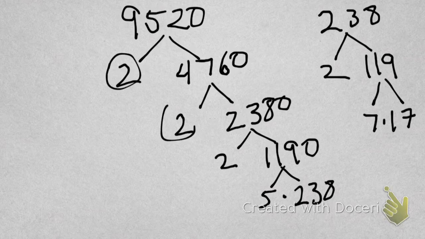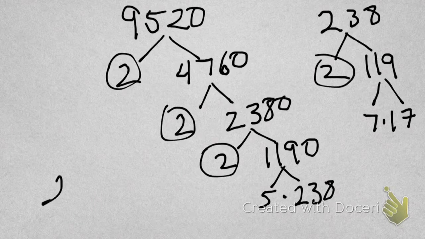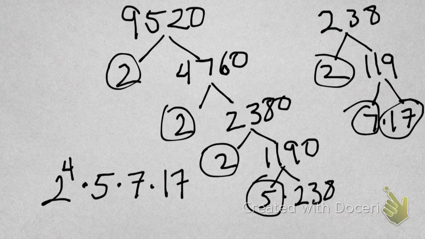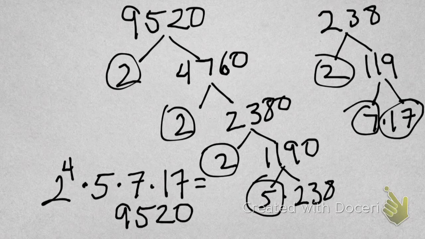So now we have 4 2's, so 2 to the 4th, times 1 5, times 1 7, times 17, because 17 is prime, and we know that 2 to the 4th times 5 times 7 times 17 is equal to 9,520. Now you can see right here, when we got to this point, I could have taken 1,190 and I could have split that up 10 and 119, the same as here, but with a 5. So you can take different paths down your tree.